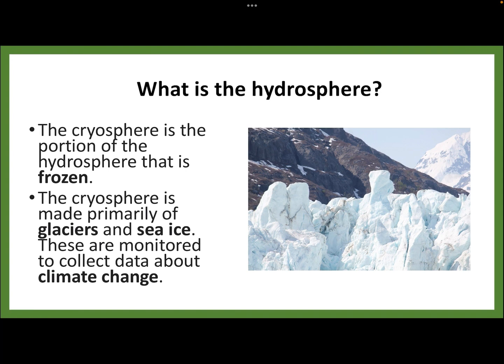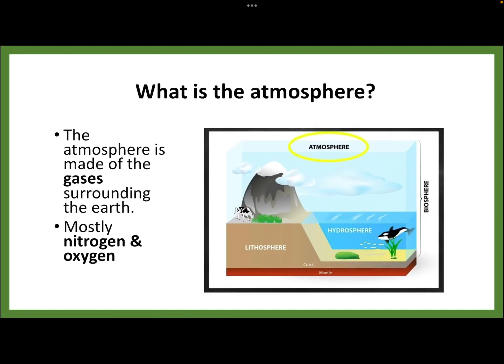The hydrosphere has a subcategory, which is the cryosphere, and that is the portion of the hydrosphere which is frozen. This is made up primarily of the glaciers and the sea ice, and these are closely monitored for data about climate change. The atmosphere is the gases that surround the Earth. There are also layers to your atmosphere. Most of your atmosphere is made up of nitrogen and oxygen.